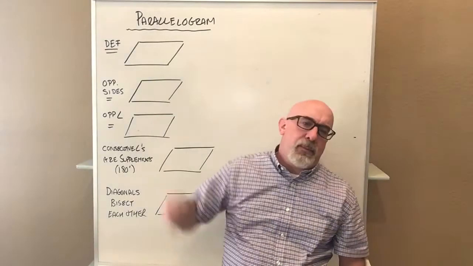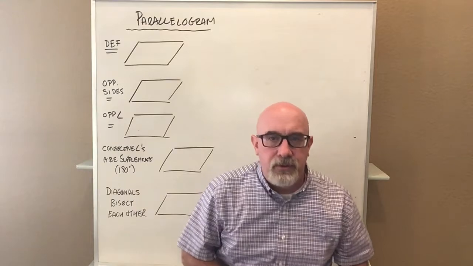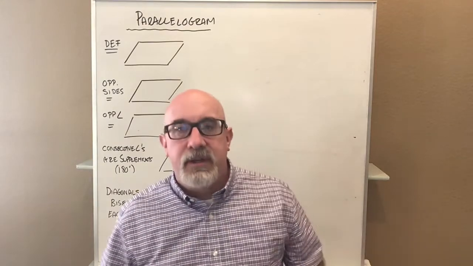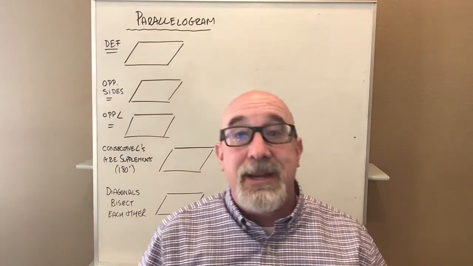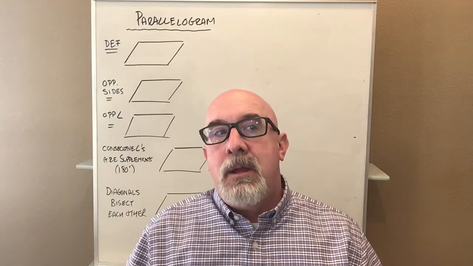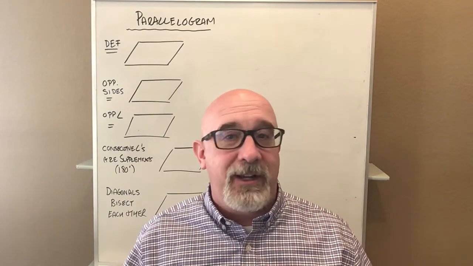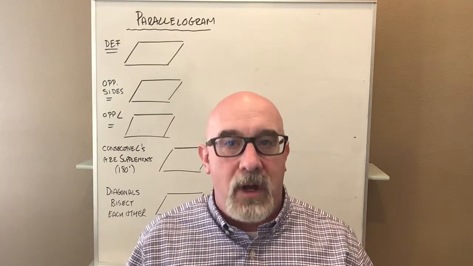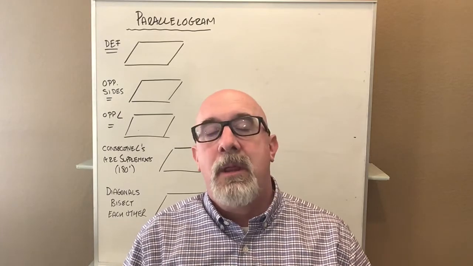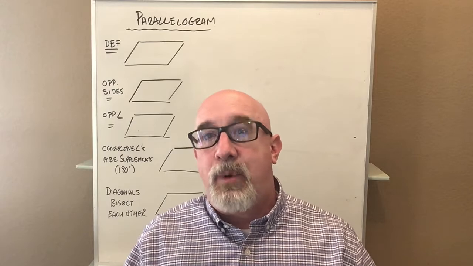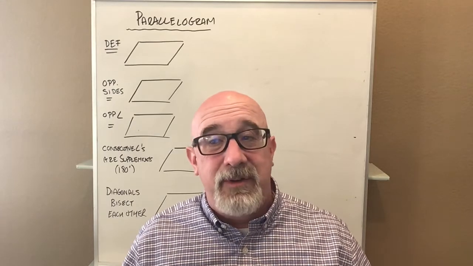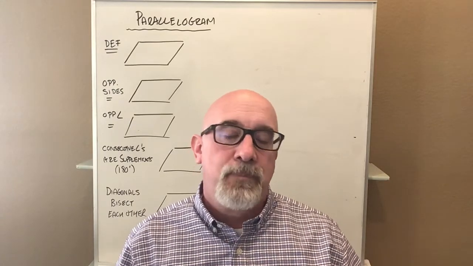All right, let's talk about the parallelogram for a minute. Let's go through the definition and the four key properties. What happens in this area is you learn different types of parallelograms, the square, the rectangle, the rhombus, and the parallelogram. And you learn their properties with them. And it starts to get confusing because there's a lot to remember.